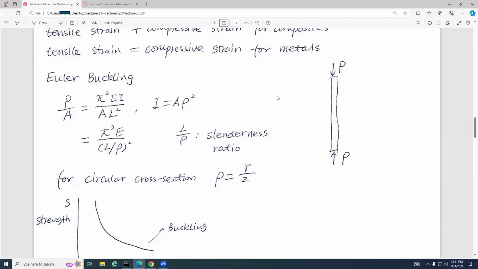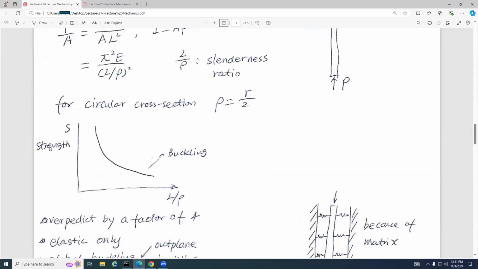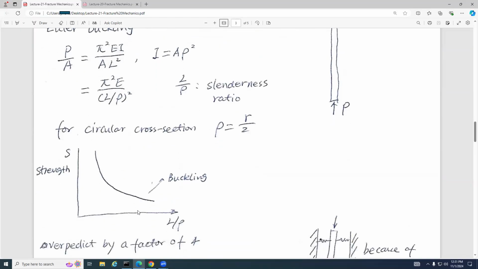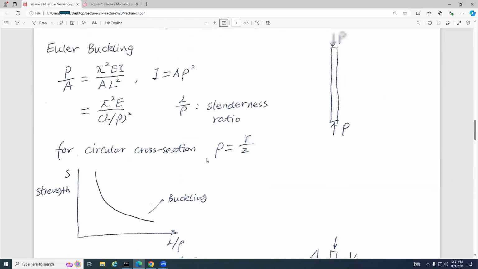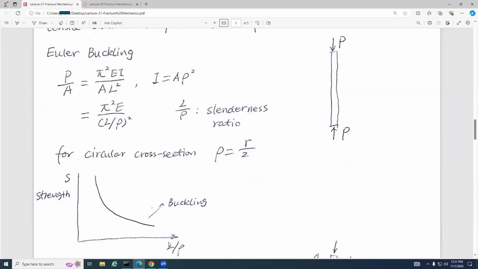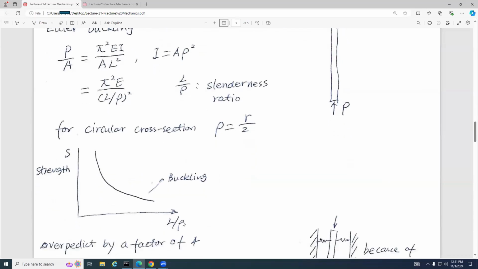So we have this equation, and we use it to calculate P. Then here is the strength. When the P is greater than the strength, buckling occurs. We use this equation to calculate the P, and then check this diagram. If we have the slenderness ratio, and the P calculated for the same slenderness ratio is higher than the strength in this diagram, that means buckling occurs.